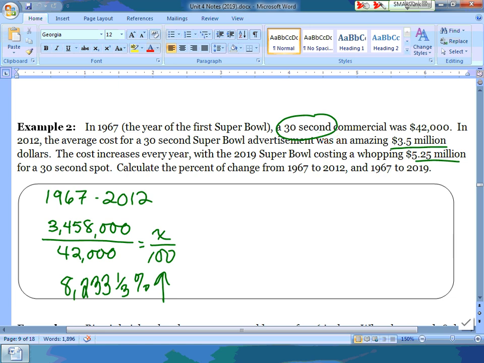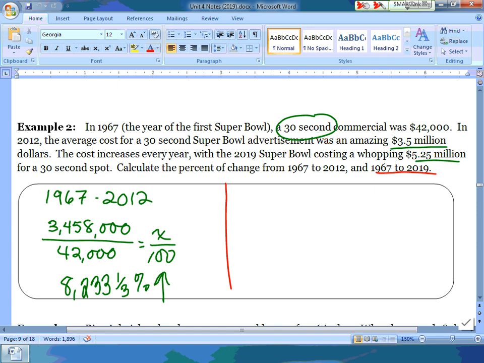All right, well, let's look at another value here from 1967 to 2019. So seeing that it grew even more, we want to find the difference between the two and factor it in this way. Or you could just compare the 5.25 million to the 42,000. You could do it that way. But then remember, at the end, you're going to have to remove your 100%. I figure it's probably easier to do it this way. I'm going to do this one as a percent equation, just to show you both sides of this.